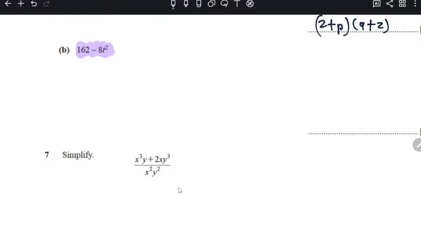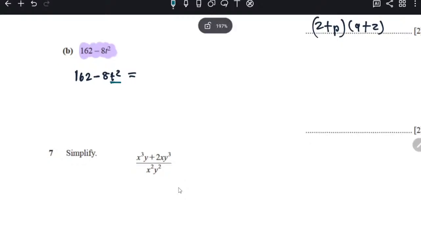162 minus 8t squared. Can you see this? So you're going to say 162 minus 8t squared. Is 162 a square number? If you say what is the square root of 162, you don't get a whole number. So no, you can't. First, this is not four things, so you can't use by grouping. This is not three things, so you can't use the quadratic trinomial. And you can't use difference of two squares. This is not a square number. 8 is not a square number. There is nothing you multiply by itself to give you 8.